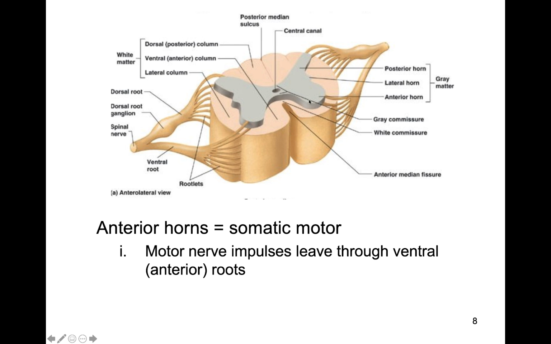Now in the anterior horn, it's going to have motor nerve impulses leaving through the ventral roots. We said sensory is here. Sensory nerve impulses are coming in. So sensory information is coming into the posterior horn. Commands or the motor nerve impulses are leaving through the ventral. So sensory and motor. Posterior is going to have sensory information coming in, so the input. Ventral is going to be the motor, that's information leaving, the output. Motor nerve impulses leave through the ventral or the anterior roots.